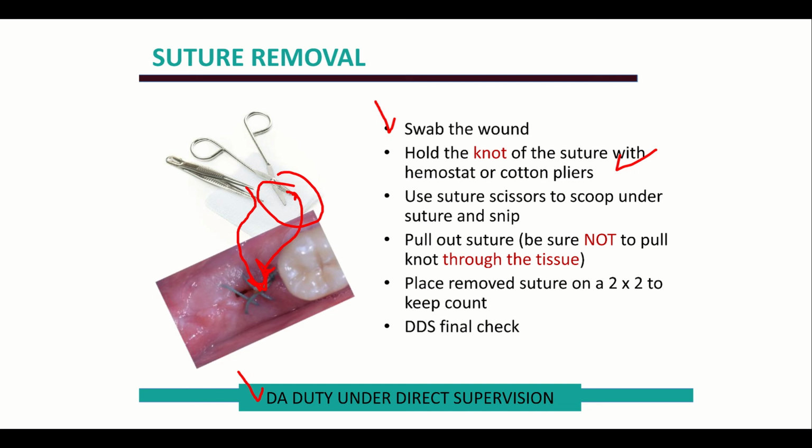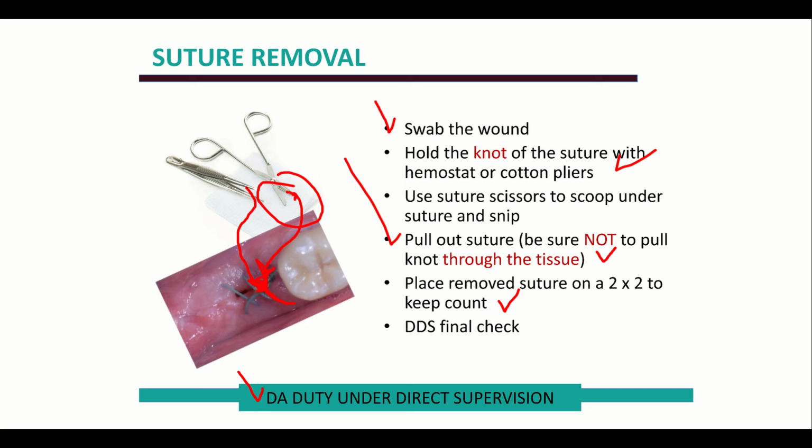And then you want to make sure when you're pulling the suture out, you have a good grasp on the knot itself, so you're only pulling the other opposite part through the tissues. You want to make sure not to pull the knot. Do not pull the knot through the tissue. That would hurt. And then we're going to place the removed sutures on a 2x2 so we can keep count.